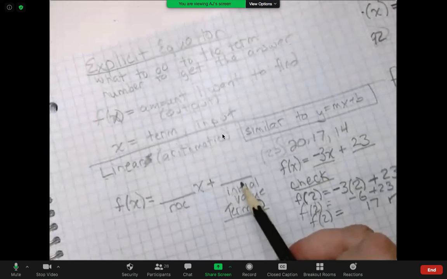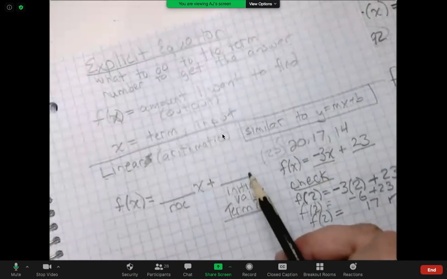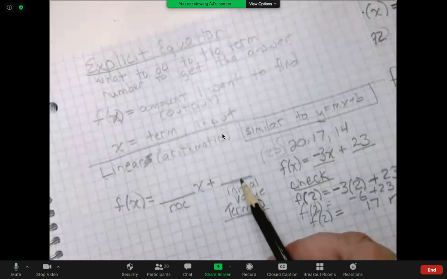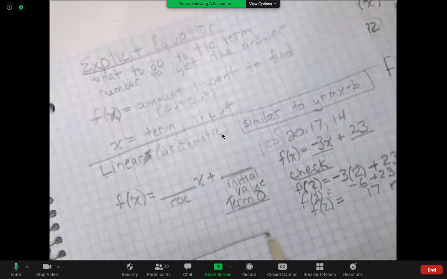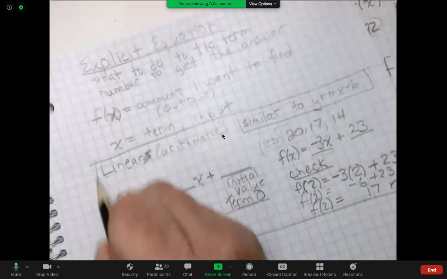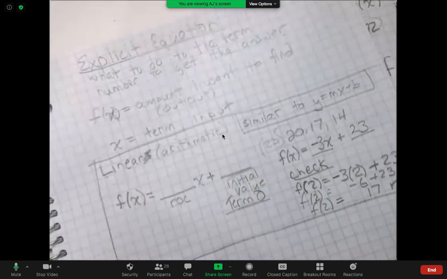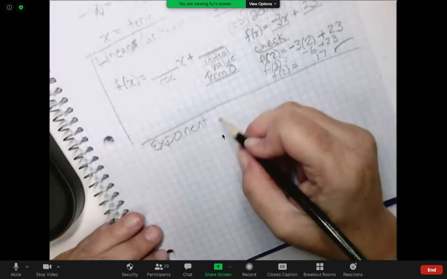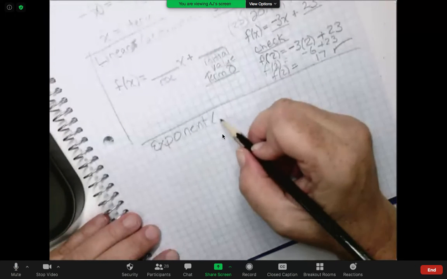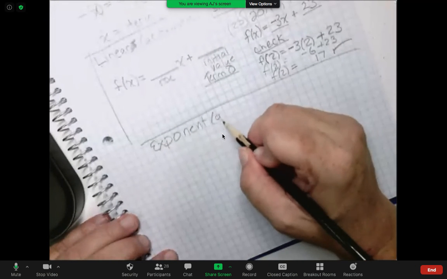Notice what's interesting here is that the initial value, which is so weird because it's like the starting point, comes at the end of the equation. Because what we're about to see is that in our exponential equations, it's backwards. So that was linear. And so now let's do exponential explicit. This is our last one. Actually, I'll have you do a couple examples, but the last one that we have to do, geometric.